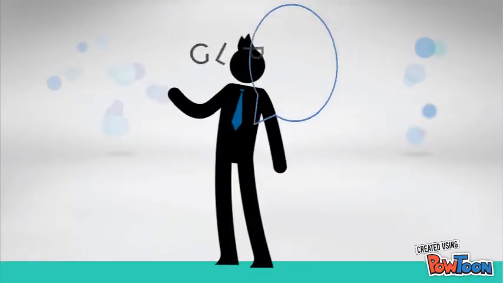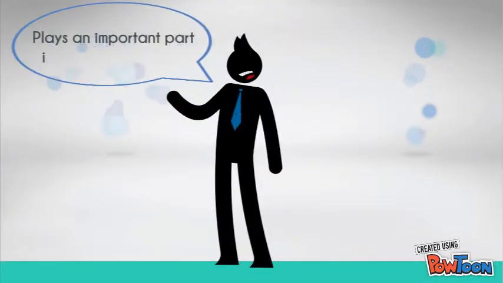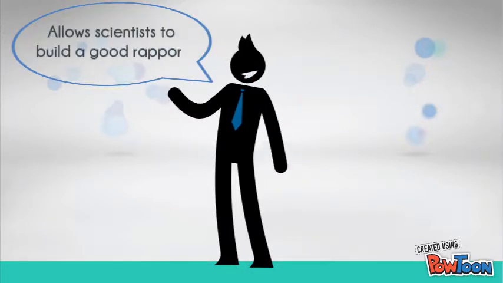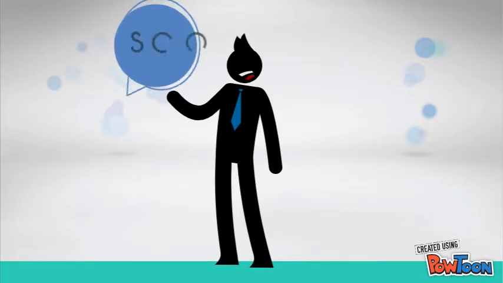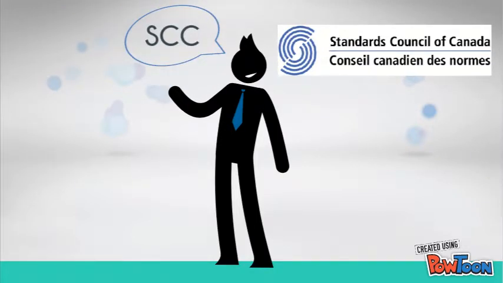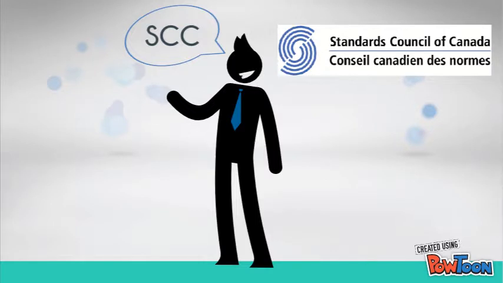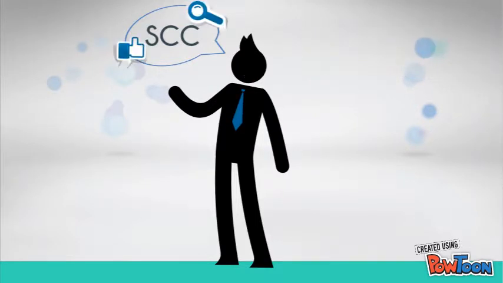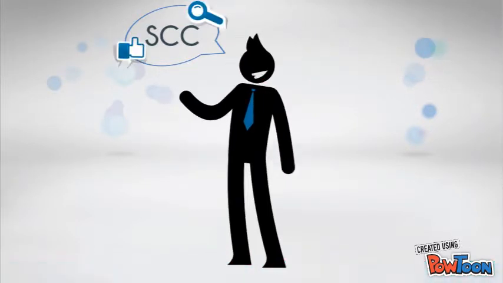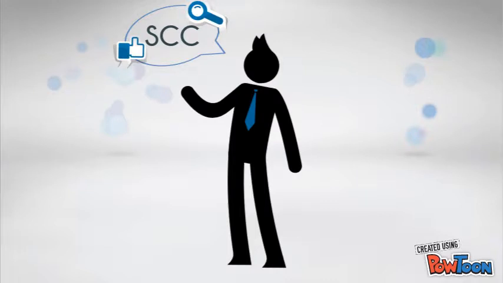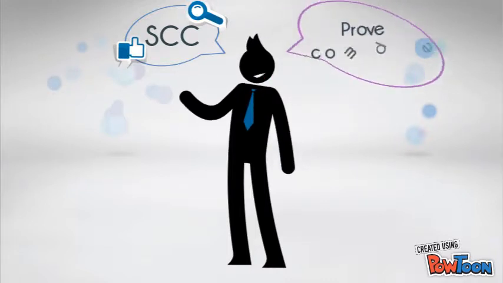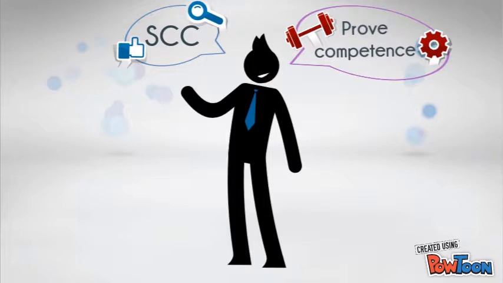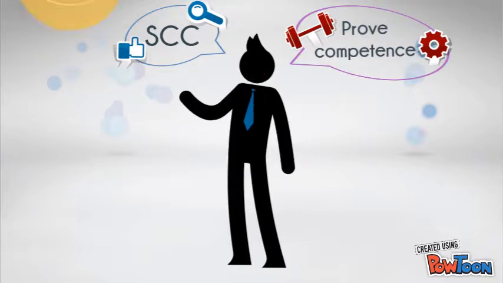Good laboratory practice plays an important part in doing experiments. It allows scientists to build a good rapport within the scientific community. SCC, Standards Council of Canada, the only monitoring authority in Canada, recognizes good practice and gives accreditation to scientists. Having been certified means you are confident that you can follow internationally set guidelines that have been provided. It proves your work is credible.